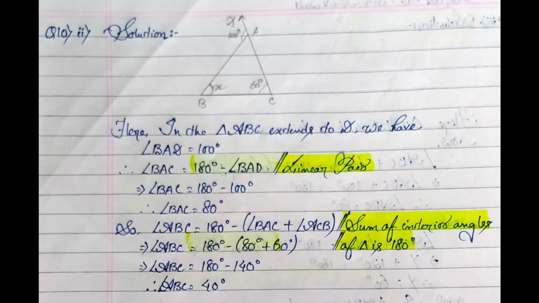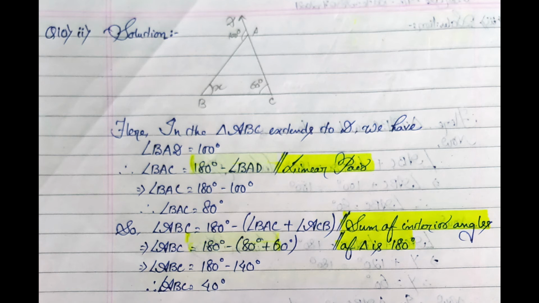On question number 10.2, I have drawn the triangle ABC and extended to D, and here angle BAD is equal to 100 degree, that is given. So angle BAC is equal to 180 degree minus angle BAD, that is 100 degree. Therefore angle BAC is equal to 80 degree. Now we get all the other remaining angles, that is 80 degree and 60 degree is given. Therefore angle ABC or x is equal to 40 degree.